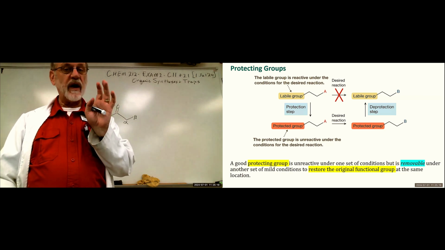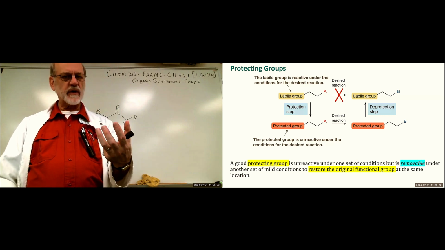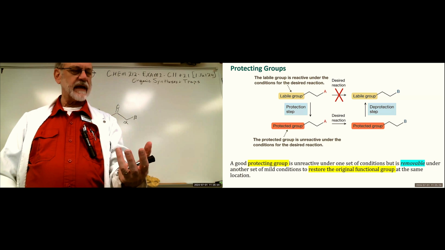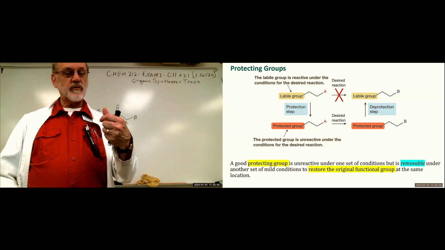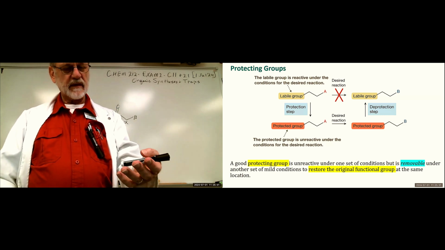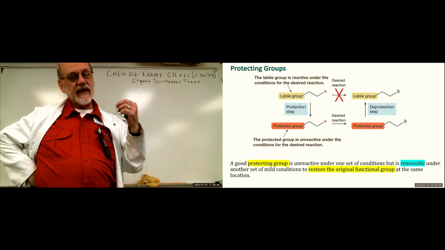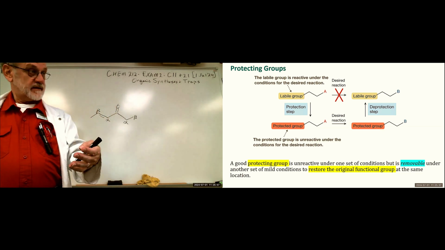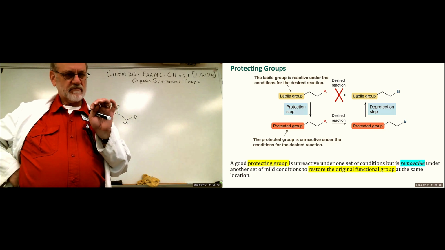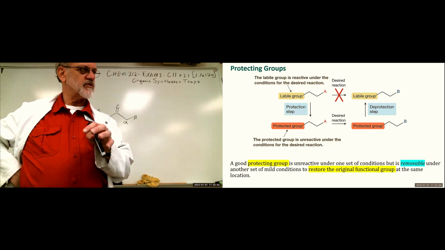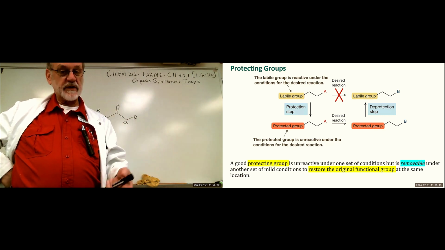So you form the bond, attach the protecting group to the labile group, and then you perform the reaction on the remaining group, and then you deprotect it. And these are supposed to be simple, very efficient procedures. That's the whole idea behind using protection and deprotection.